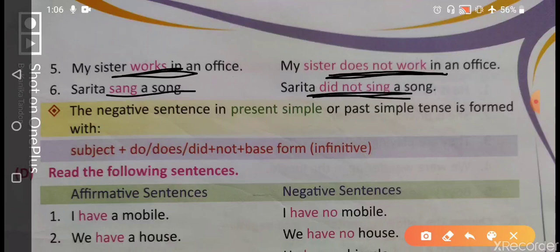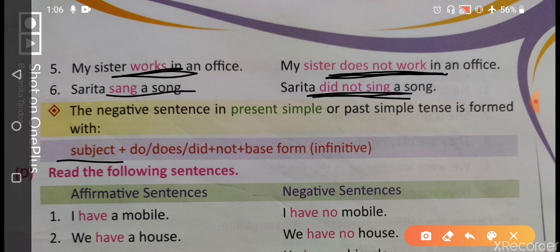So one thing that we have to remember is whenever we are using did in any sentence, the verb that we use will not come in the second form. It will come in its first form. So Sarita did not sing a song. Sang is the second form of the verb sing, and sing is the first form of the verb sing. Okay. And how do we construct a sentence?